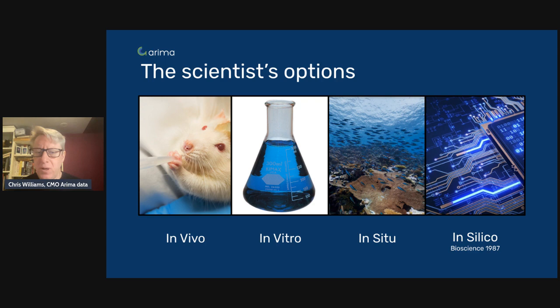Synthetic data has been around a long time. We're not going to rebrand synthetic data and come up with a new word for it. It's been around since about 1987 in bioscience, and they have a set of terms. When they're doing various experiments, they can do it in vivo, they can do it in vitro, or they can do it in situ, like in place, or they can do it in silico. And that means they're going to build a model.